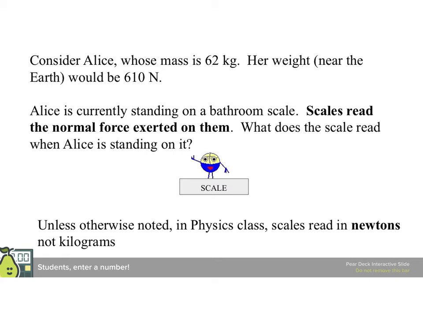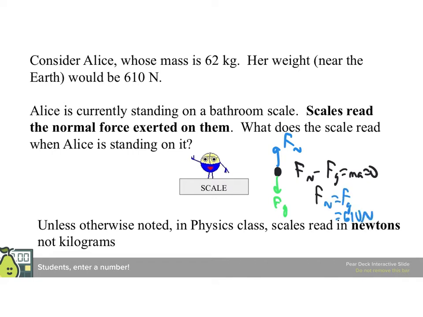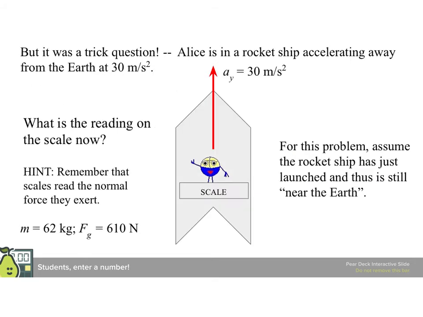Well, we might do a really quick free body diagram. This is a little bit overkill, but we might do this and say, oh, well, there's an Fg downward on her, and there's an Fn upward. And we know that Fn minus Fg has to be ma, which is 0. So this says that Fn equals Fg equals 610 newtons. Notice that unless otherwise noted in a physics class, scales read in newtons, not kilograms. The ability to say it's kilograms is an assumption that we're going to come back to that is not necessarily true in a physical situation. Anyway, this was a trick question.